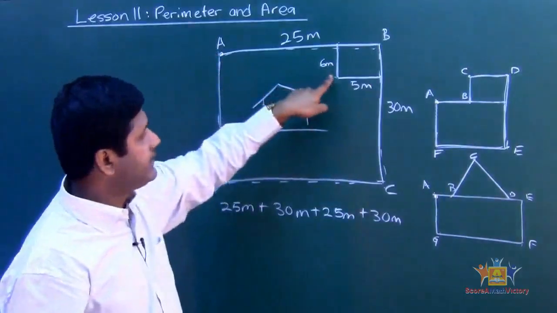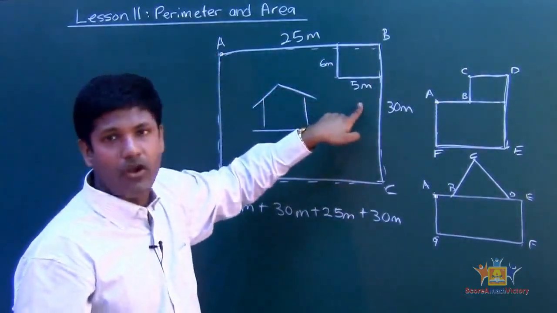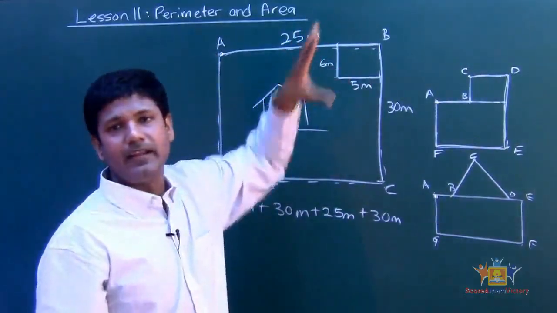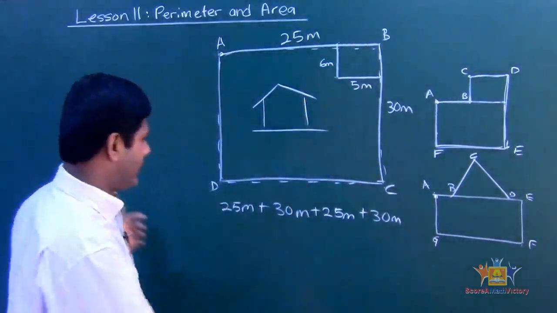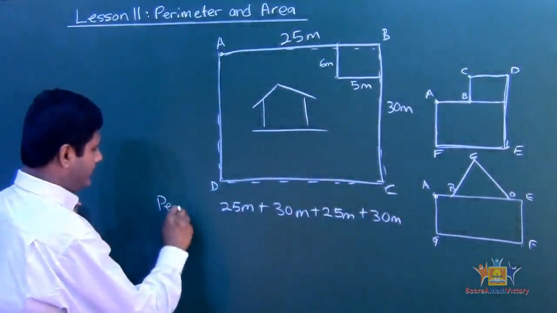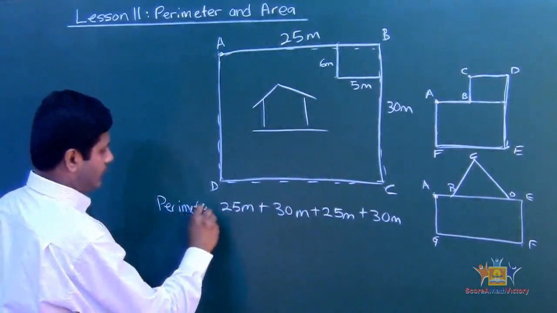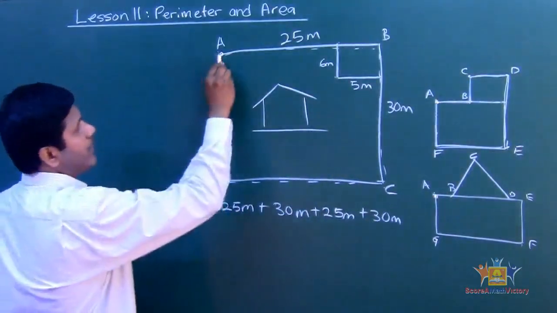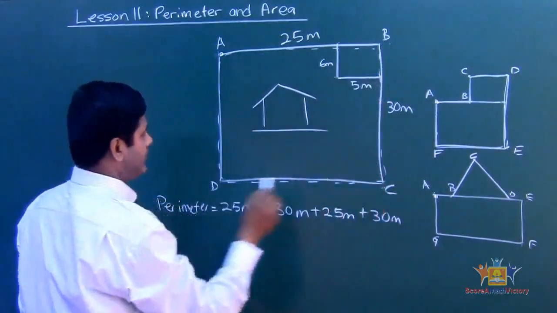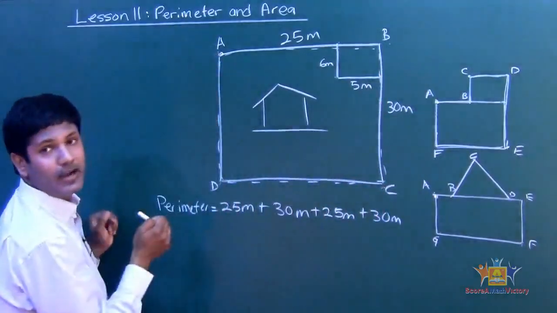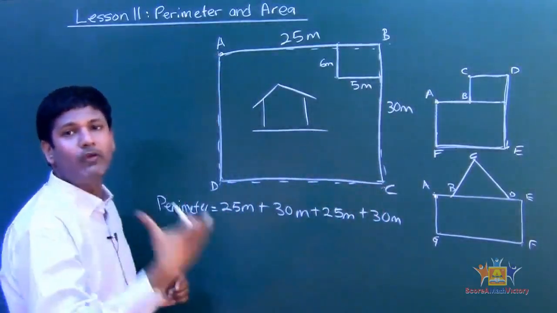Now what about, do I add 6 and 5 meters? No, those are inside. That's not a part of the perimeter. Okay, so the perimeter fencing around your house is from A to B, B to C, C to D, and back where you started, the A. Always back where you started.